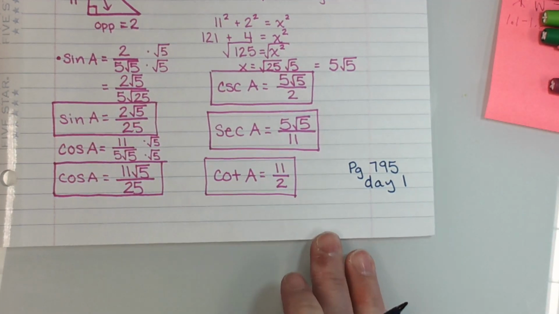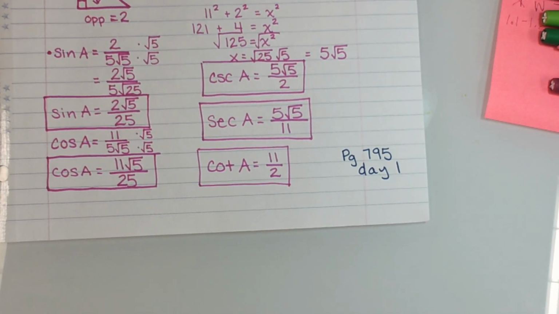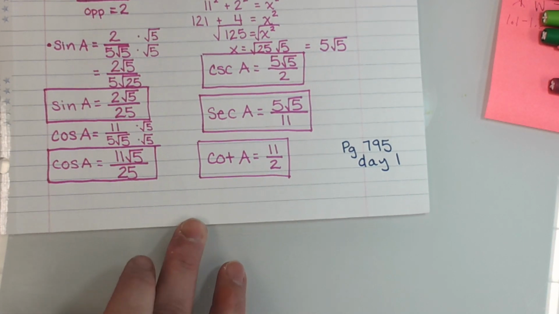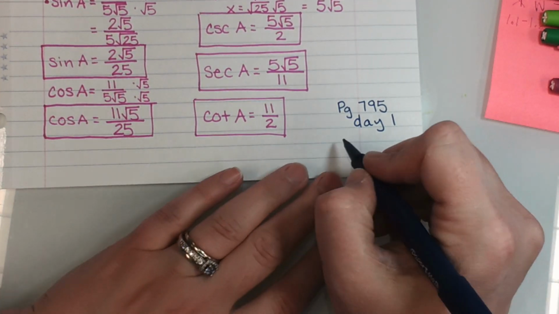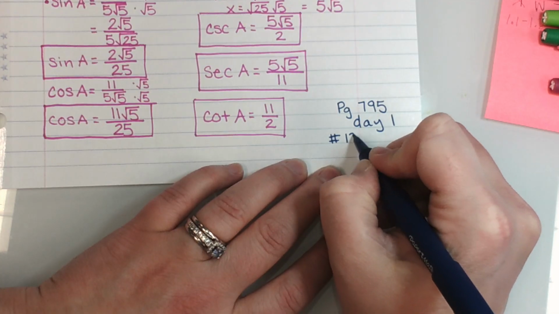Okay, we are on page 795. As always, when I write down day 1, please write day 1 on your homework assignment. That means we're going to be on 795 as well tomorrow. It is question number 13 through 20.